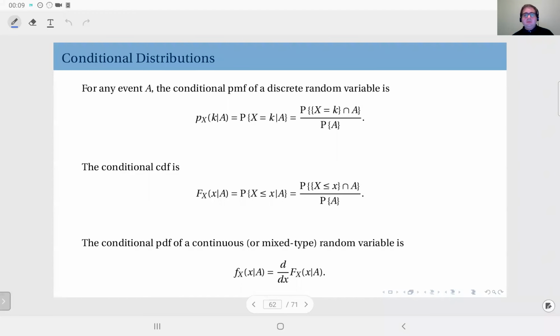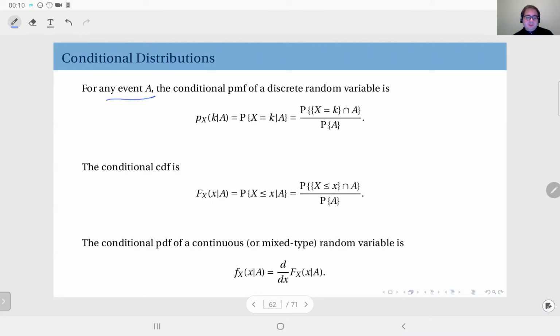Finally, we will talk about conditional distributions and conditional moments this week. These are not that difficult because we know the concept of conditional probability and we know the concept of a distribution. So this is sort of a combination of the two concepts. For any event A, you can condition a distribution, the distribution of any random variable on an event.